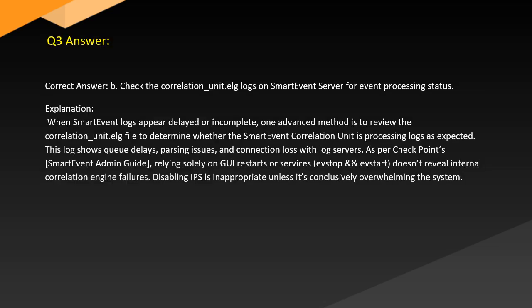Answer. Correct answer, B. Check the correlation unit ELG logs on SmartEvent server for event processing status. Explanation. When SmartEvent logs appear delayed or incomplete, one advanced method is to review the correlation unit ELG file to determine whether the SmartEvent correlation unit is processing logs as expected. This log shows queue delays, parsing issues, and connection loss with log servers.